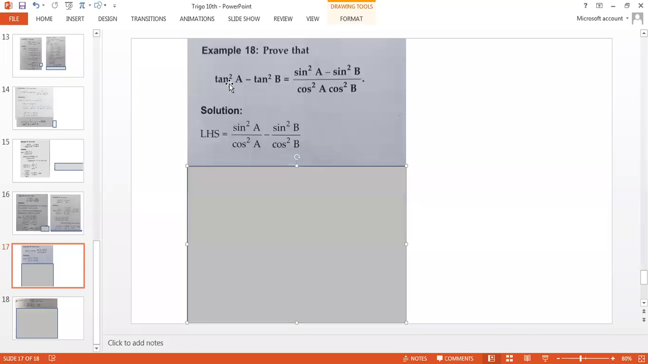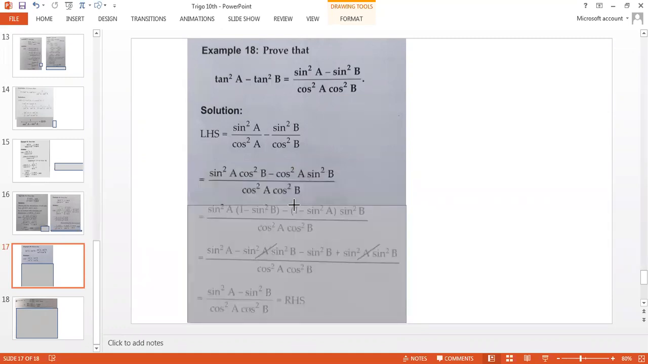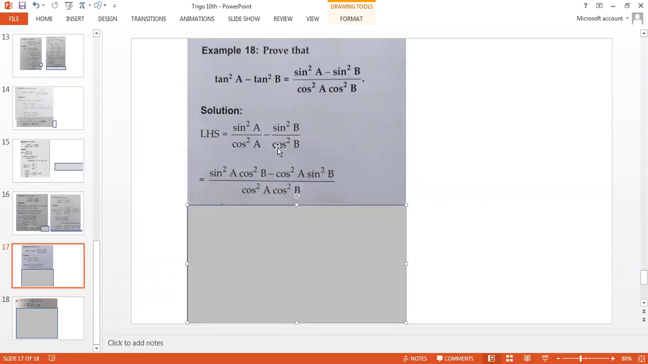So what we will do, tan square A, we will use quotient ratio. Tan square A can be substituted as sin square A upon cos square A. Same thing, tan square B can be substituted as sin square B upon cos square B. And now student, it's time for further simplification of fractions. Now how to simplify these fractions? Of course, we'll do cross multiplication, isn't it?